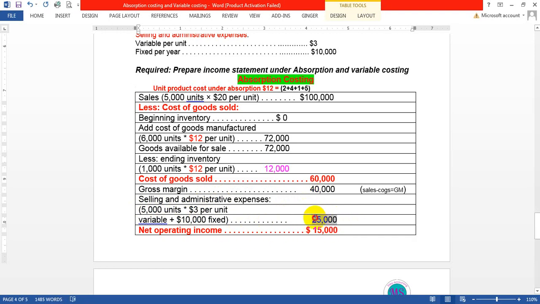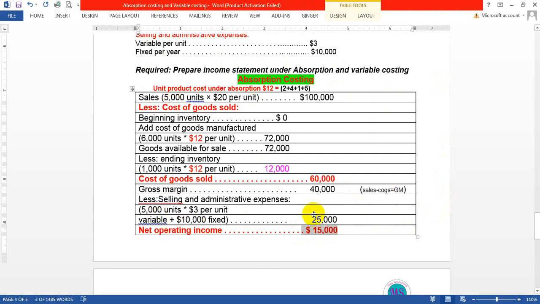Okay, now after calculating the selling and admin expense, I will deduct it from my gross margin. Gross margin was 40,000 and selling and admin expense is 25,000. So my net operating income is 15,000. 40,000 minus 25,000 is equal to net operating income, right? I am writing less again here. Less selling and admin expense 25,000. What I got is 15,000, right? So my net operating income under absorption costing is 15,000. So I have prepared the income statement based on absorption costing.